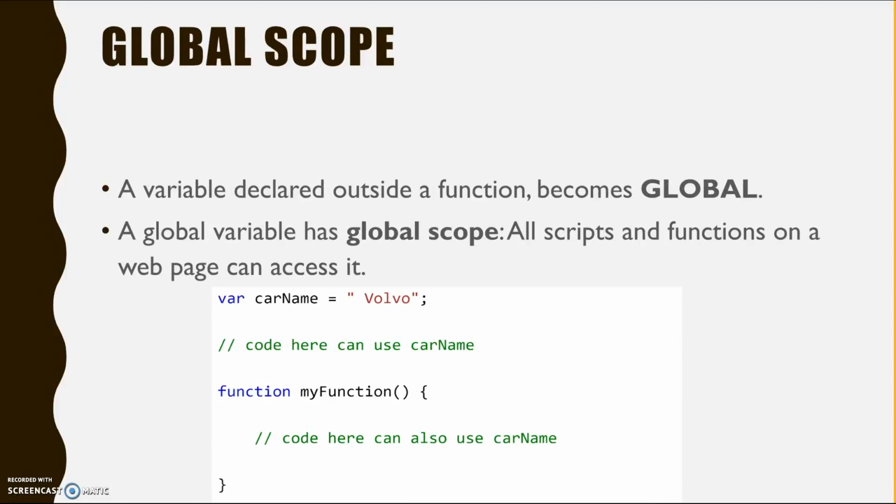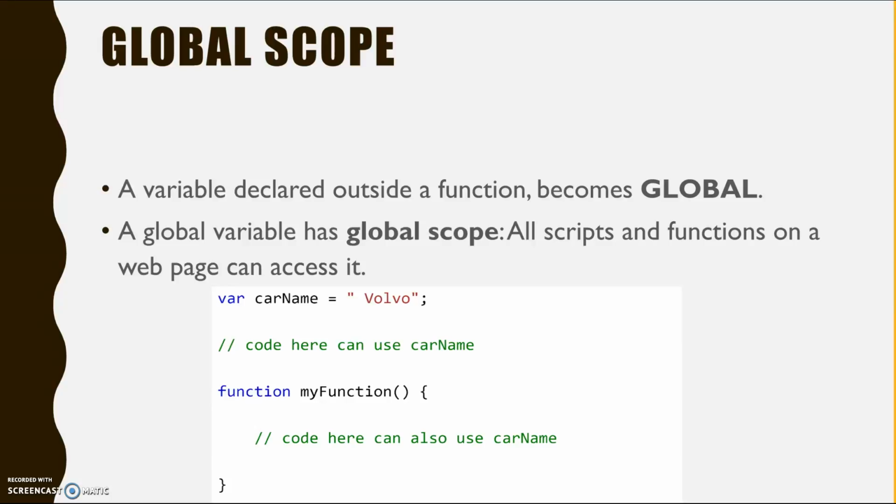And we have the global scope. A variable declared outside a function becomes global. A global variable has a global scope. All scripts and functions on the web page can access it. So here in this example, we don't have the var name inside the function, which means that all other functions can call this variable and they can access it.